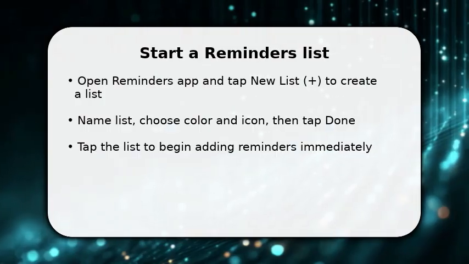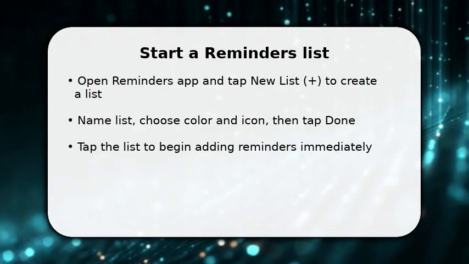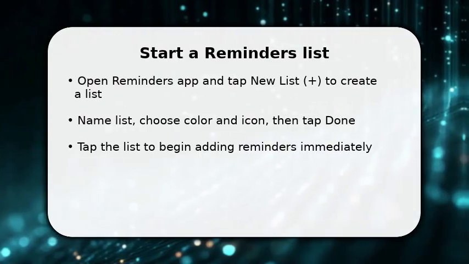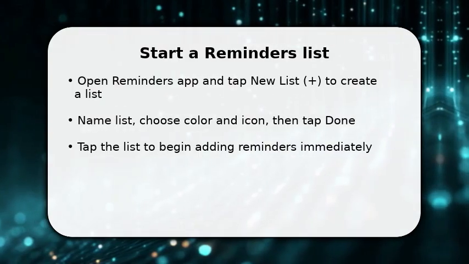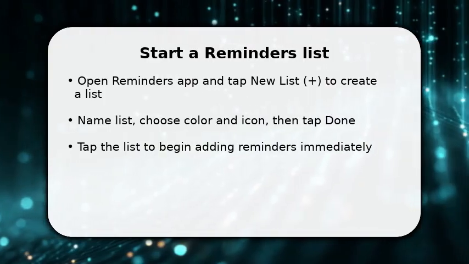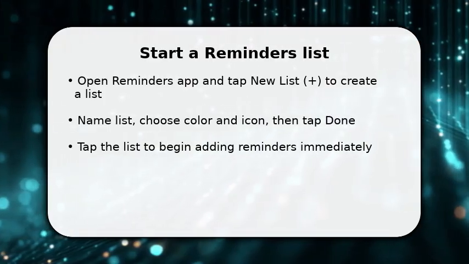You begin by making a focus list for this project. Open Reminders, tap New List, and name it. Once done, pick a color and icon so you visually recognize it fast. This helps you prioritize later.